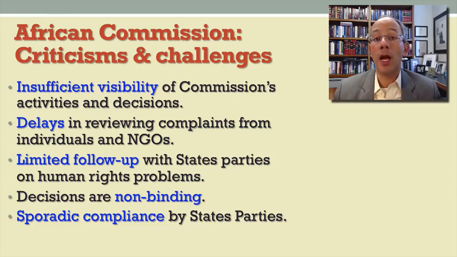Decisions, of course, are non-binding, although that's true for the Inter-American Commission on Human Rights and the UN treaty bodies, and perhaps most notably, rather limited or sporadic compliance by states parties. Those are some of the challenges the Commission has faced.